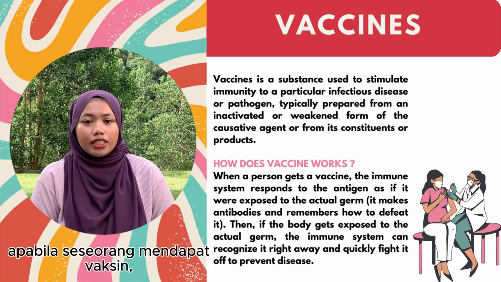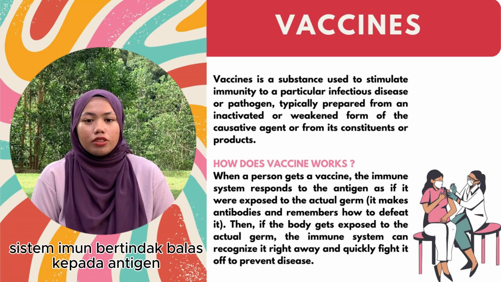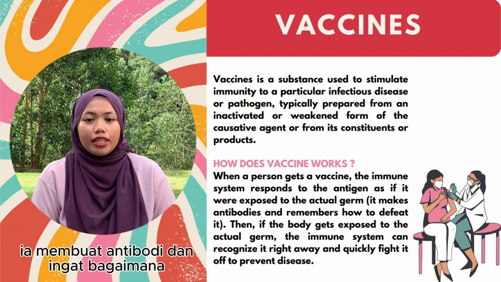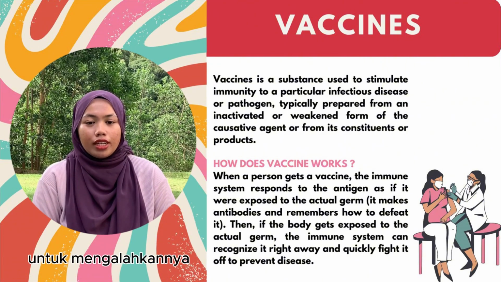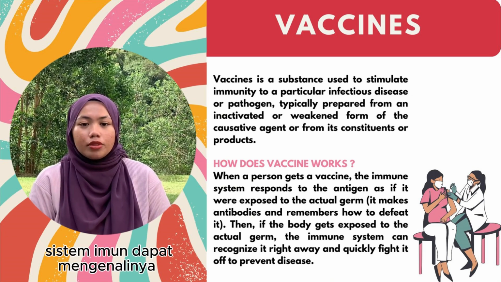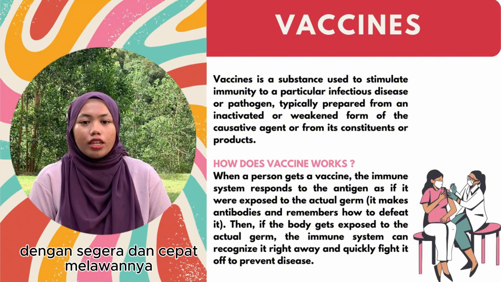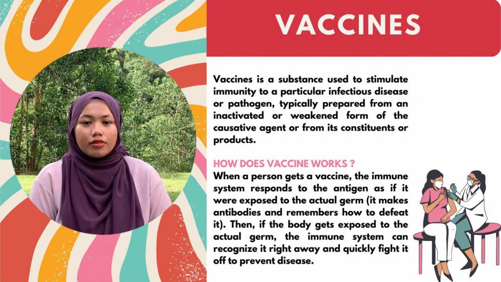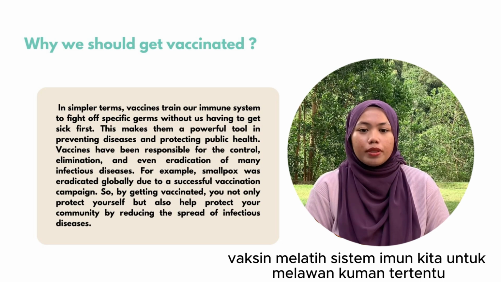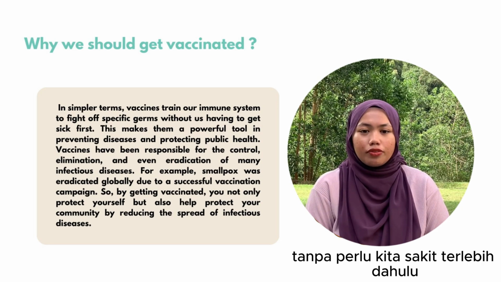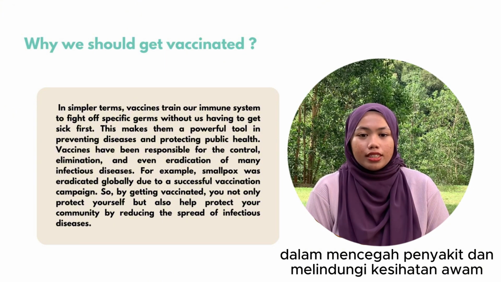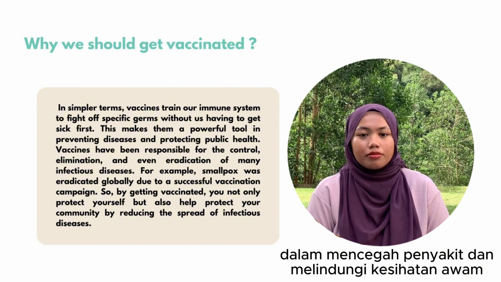When a person gets a vaccine, the immune system responds to the antigen as if it were exposed to the actual germ. It makes antibodies and remembers how to defeat it. Then, if the body gets exposed to the actual germ, the immune system can recognize it right away and quickly fight it off to prevent disease. In simpler terms, vaccines train our immune system to fight off specific germs without us having to get sick first. This makes them a powerful tool in preventing diseases and protecting public health.